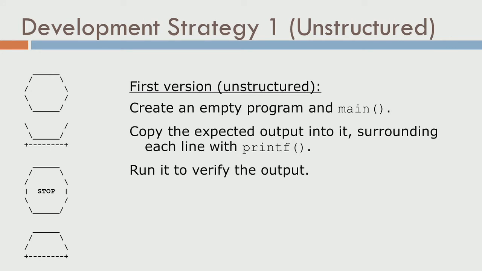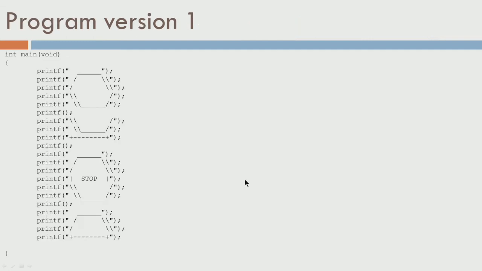Let us look at the very first crack at this problem. The first version is an unstructured program. We will create an empty program and a main function. We will just copy the expected output, but surround each line with printf and run it to verify the output. We can do that very well. Your program would look something like this: int main void, printf. You have a series of printfs. In each one you can see what you are trying to print.